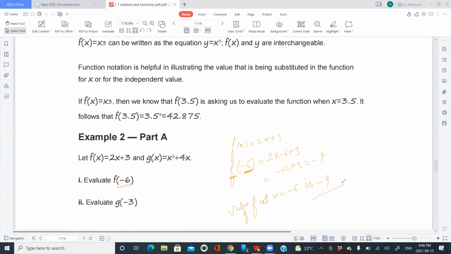Got it? So this is called the function notation. Same as now, you have the function g(x) equal to x square plus 4x, and you need to find g(-3). What will you do? Just plug it into the equation? Yes. So g(-3) is equal to negative 3 square plus 4 times negative 3. So 9 minus 12 is going to be negative 3, right? So this is how you will do. Got it?